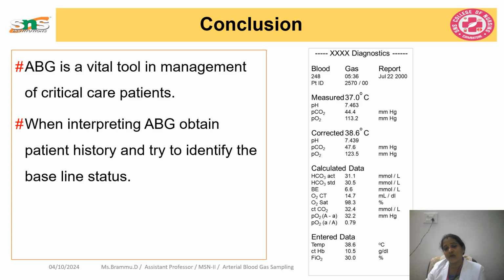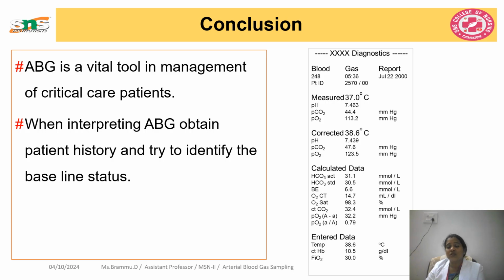So this is a small example of how the ABG sampling report looks. Of course, there will be the patient ID, the date and the time, and the sample number for that day. This sample is the 248th sample. You will receive all the details in the blood gas report, as well as the temperature at which it is measured. Here at the bottom you have the entered data: the temperature of the patient, the HB, and the FiO2 setting, and with this the machine correlates and gives you the measured or calculated values.